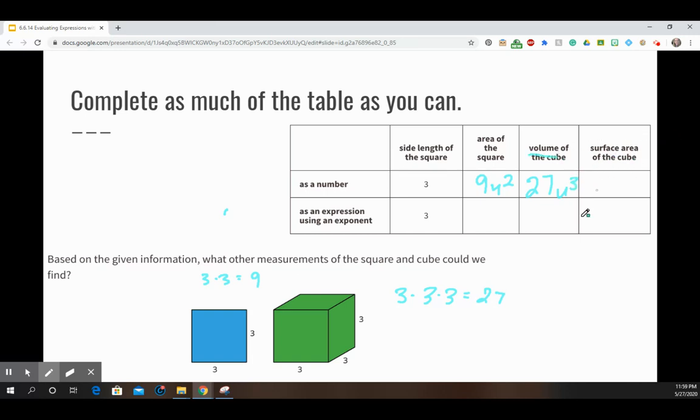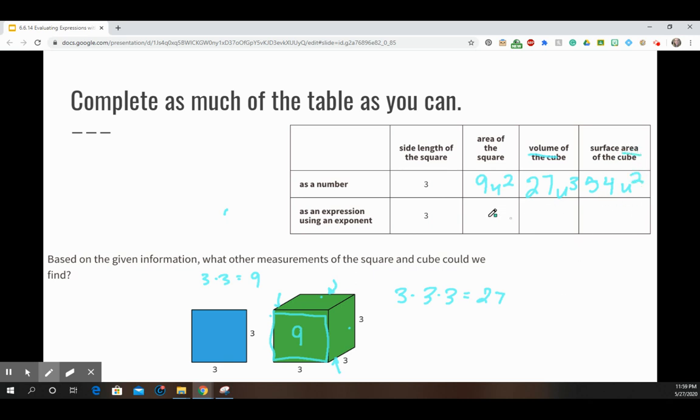Now the surface area of the cube is when I find the area of each of the sides and add them all up. I know that the area of this, 3 times 3, is 9. And I know that a cube has 6 sides. 1, 2, 3, 1 back here, 4, 1 back here, 5, and 1 down here at the bottom, 6. So I can use 9 times 6 to figure that out. I know that 9 times 6 is 54. So I'll have 54 units, and because it's area, I'm writing squared.